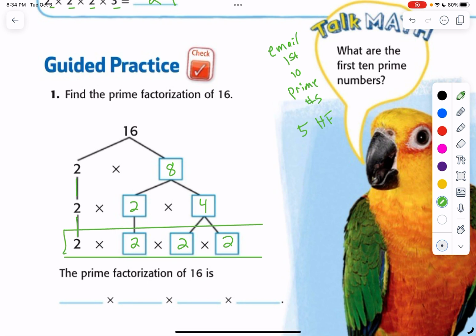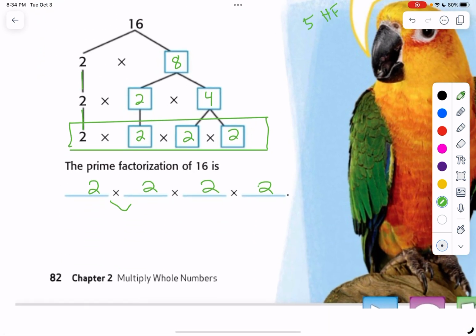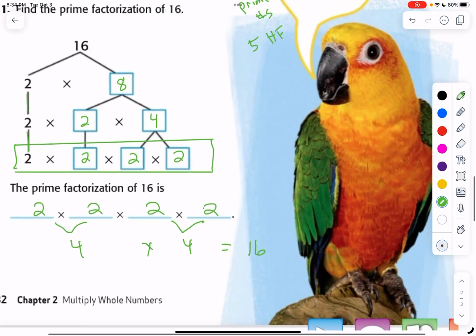That's the prime factorization of 16: 2 times 2 times 2 times 2. Is it true? Well, 2 times 2 is 4, and 2 times 2 is 4. Yeah, 4 times 4 is 16. It works. All right, guys, you're on your own now.